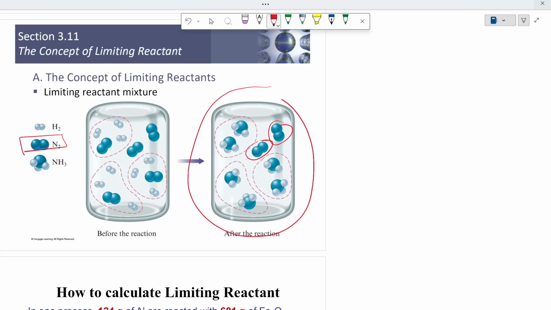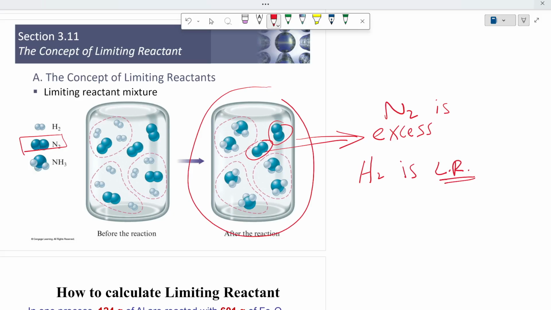So nitrogen here remained at the end of the reaction. Some of the nitrogen remained as unreacted material, as a raw material. So nitrogen here is excess. Nitrogen is excess. Because nitrogen is excess, hydrogen is the limiting reactant. If one of the reactants is excess, then the other is the limiting reactant.